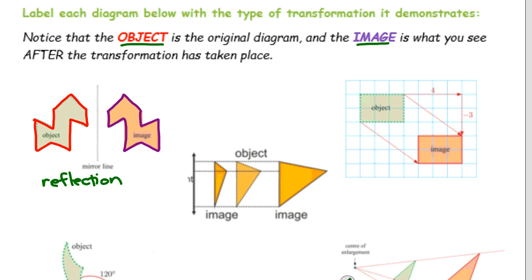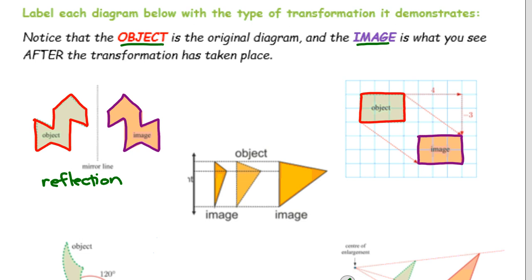For the one in the top right, again I'm going to practice, the object, circle that in red, just so you get used to the idea. The object is the original, the image is the result. That's good terminology in terms of the way questions are worded. They require you to realise the object is the original diagram, the image is the result you see after the transformation.